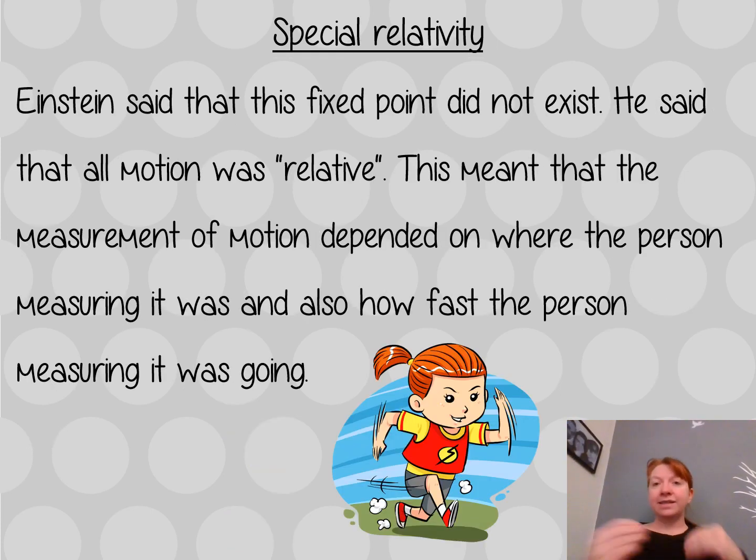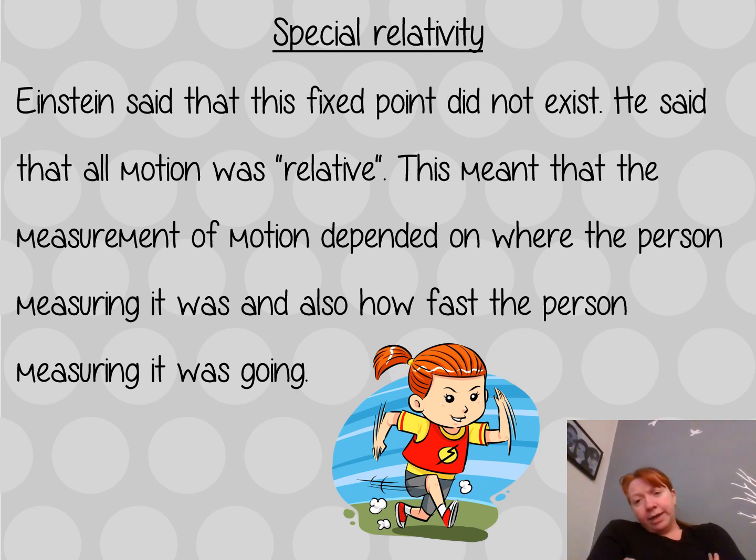So Einstein said that this fixed point, this ether that they were using to measure things, it didn't exist. He said that all movement, all motion was relative. It depended on where you are and what you were doing, how quickly time moved. Have you ever sat in a really boring lesson, not this one of course, and it seems to be going really slowly and an hour seems really long, but then after you might go and have fun outside for an hour and it goes really, really fast. The time is still the same, but it feels like it went quicker or it feels like it went slower.